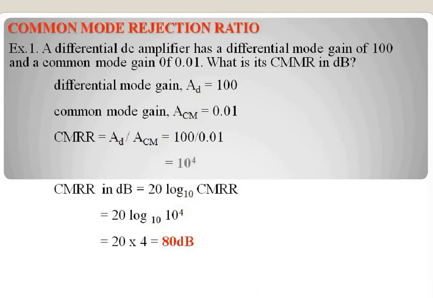First one: a differential DC amplifier has a differential mode gain of 100 and a common mode gain of 0.01. What is the CMRR in decibel? We know that CMRR is the ratio of differential gain to common mode gain. Both are given, so directly substituting we get CMRR as 10 raised to 4. We have to find CMRR in decibel, so write the equation 20 log 10 CMRR, that is 10 raised to 4. So the final answer is 80 decibel.